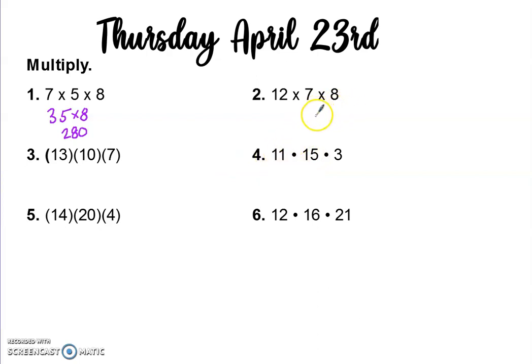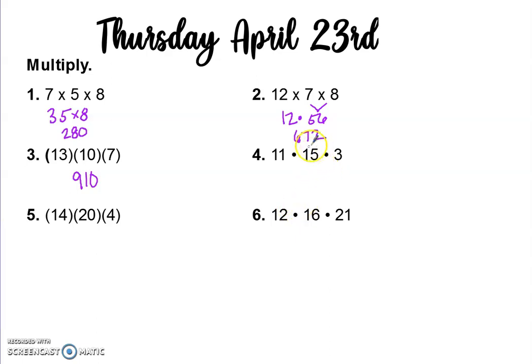Number 2, 7 times 8 is 56. That's just a basic math fact. Now, you all have a multiplication chart that you could use if you want to. And then 56 times 12 is 672. Now, on my calculator, I can put in three facts multiplied together at one time. And you can do that too. 13 times 10 is 130, and 130 times 7 is 910. I really like using parentheses for multiplication. It's super helpful.